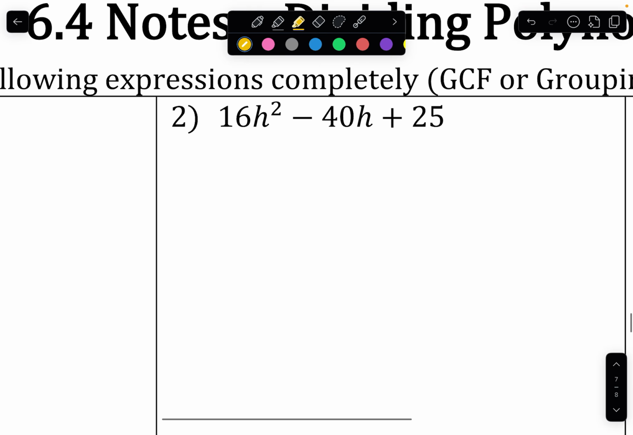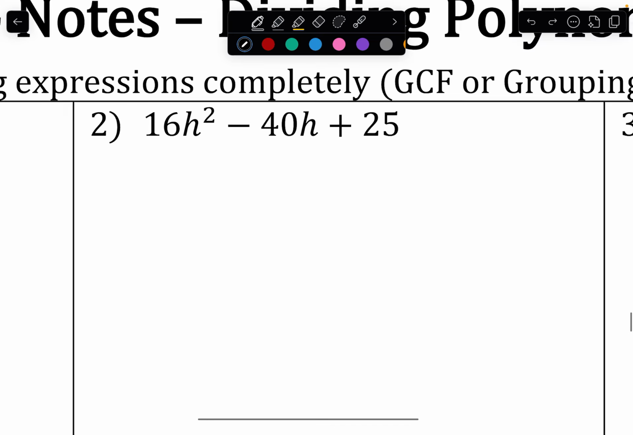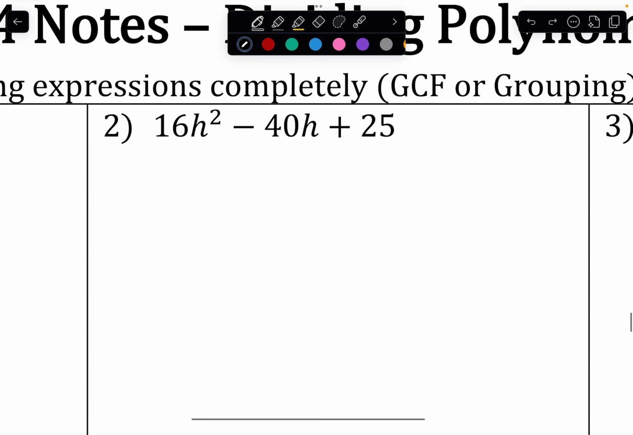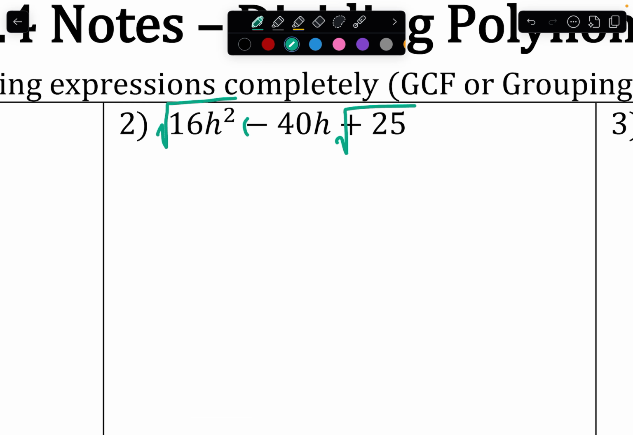Okay, in this next example, it's a quadratic, meaning it has a squared term, and it's a trinomial. And so one way you could go about this is multiply 16 times 25. And then find two numbers that multiply to that product, but add to negative 40. But when you start seeing these huge numbers, see if it's a special case. And in this case, 16 is a perfect square, and 25 is a perfect square. And we have a middle term. And so this is a perfect square trinomial.